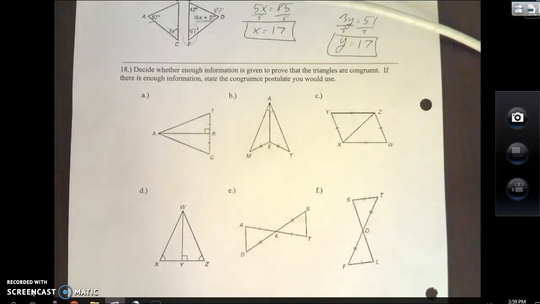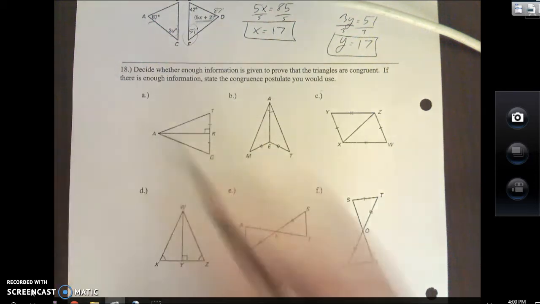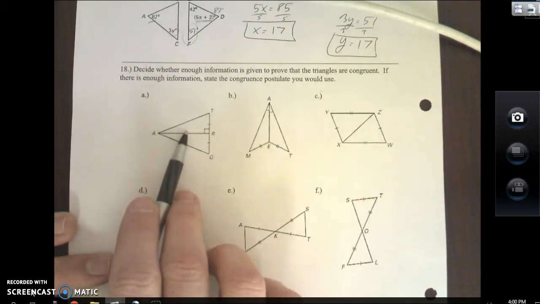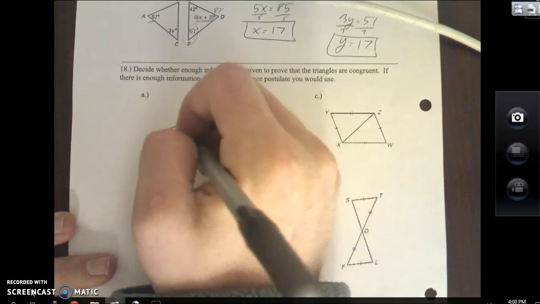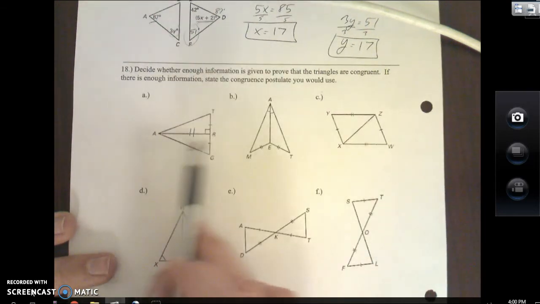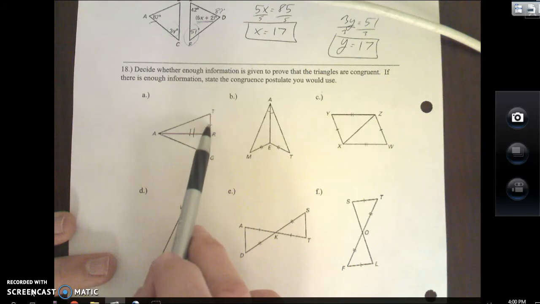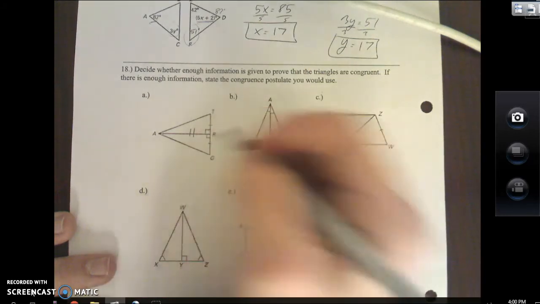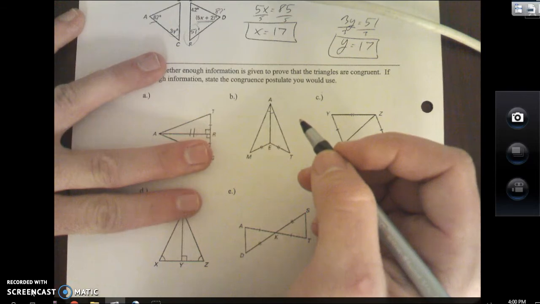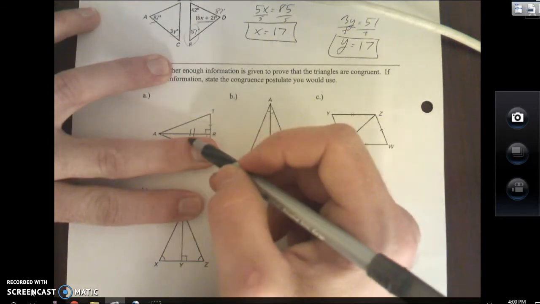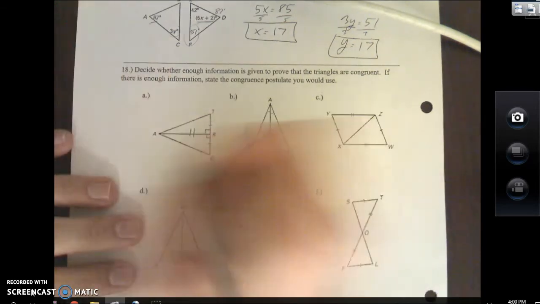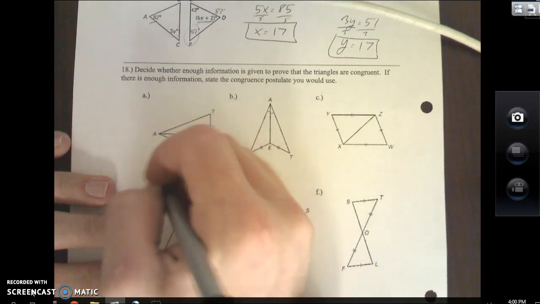Alright, for number 18, this is our last little bit here, last little hurrah. Decide whether enough information is given to prove that the triangles are congruent. If there is, state the congruence postulate you would use. So you're looking for common trends. Here's a common side for the first one. So I know that they share that. Now, again, here's my triangle. I've got a side, an angle, a side. Because if this is 90 degrees, this must also be 90 degrees. And you're only looking at one of the triangles. So S, A, S. Postulate.